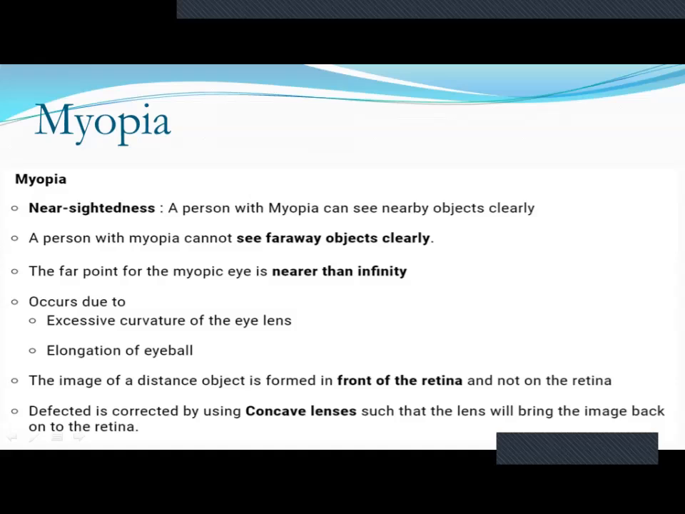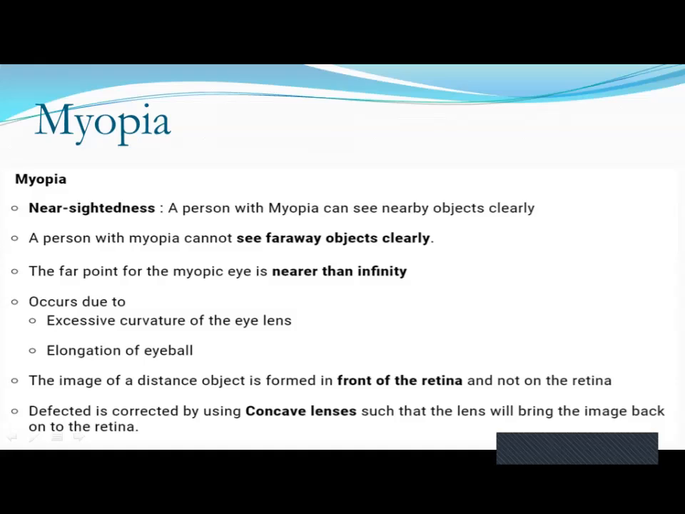Okay. So, elongation of the eyeball. Elongation of the eyeball means the eyeball becomes big. Because the eyeball becomes big, the image cannot reach the retina. It is captured before the retina. Okay, that we are going to see with the ray diagram.